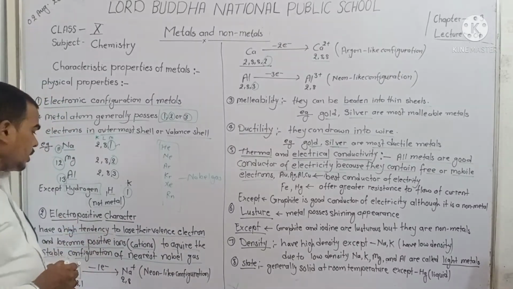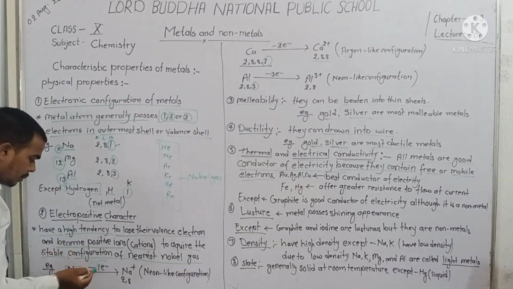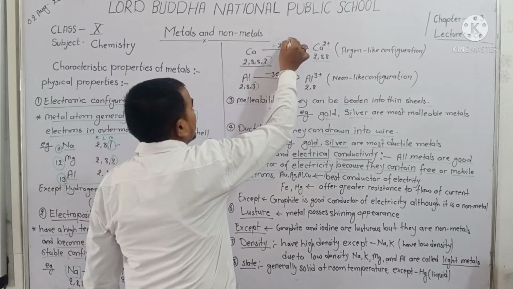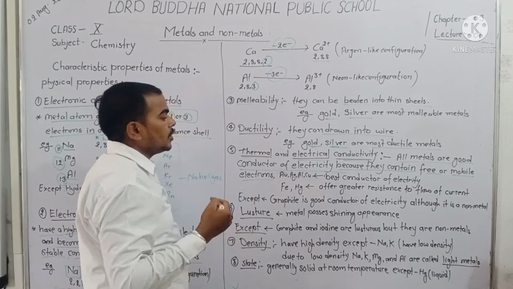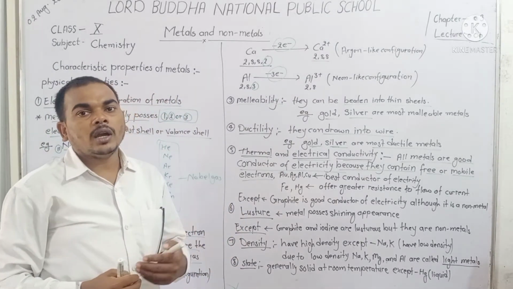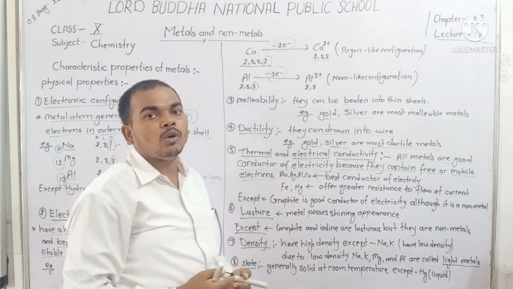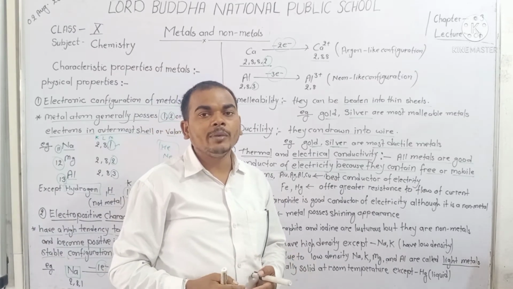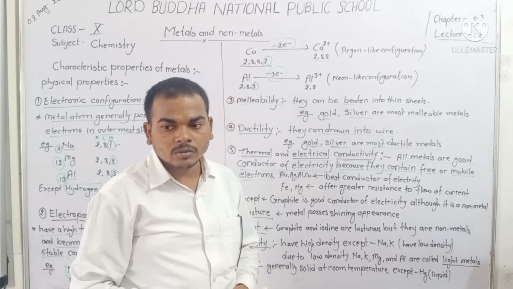Which is the mobile electron? Dear student, the electron lost by the metal that is present in the outer shell is the mobile electron or free electron. All metals have the ability to lose their electrons. It means they have mobile electrons. Mobile means movable electrons. Okay, student.